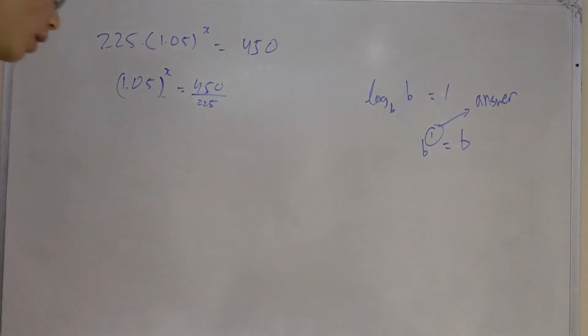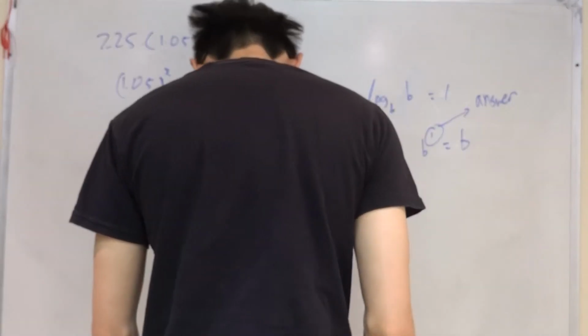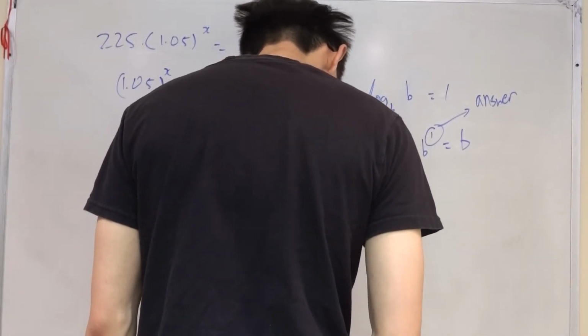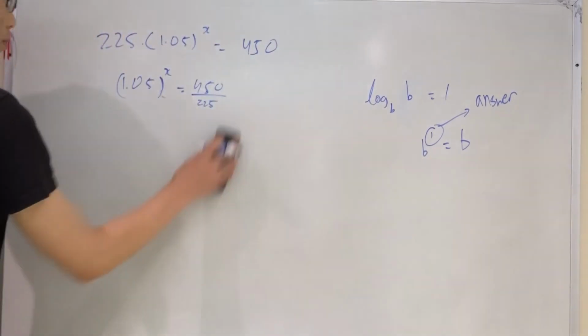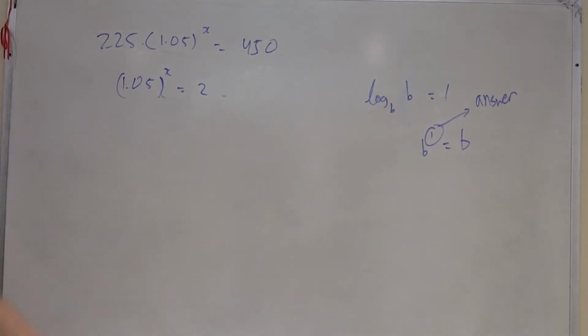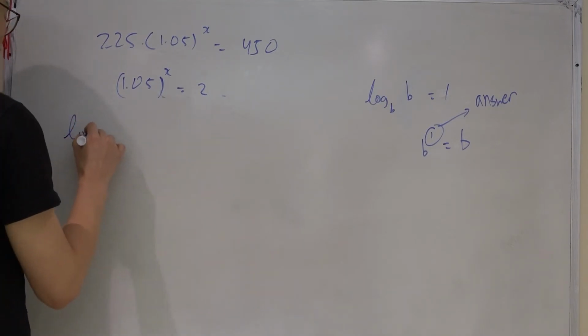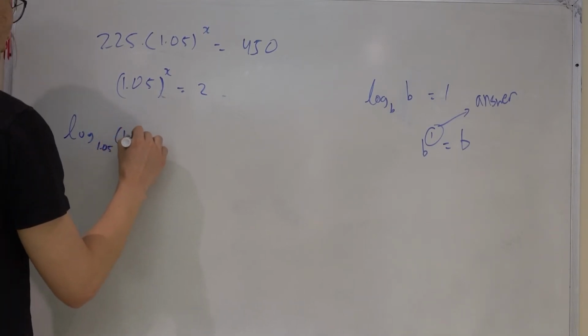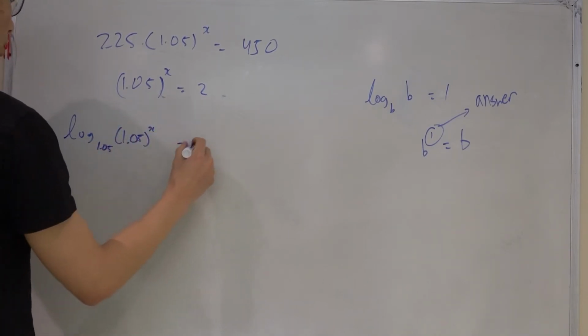Okay. And I believe if you go ahead and do the work, 450 over 225 should be 2. Okay. Now, let's try and use our key fact here. If we want to get rid of the 1.05, then what we can do is take log base 1.05 of 1.05 to the x equals 2.